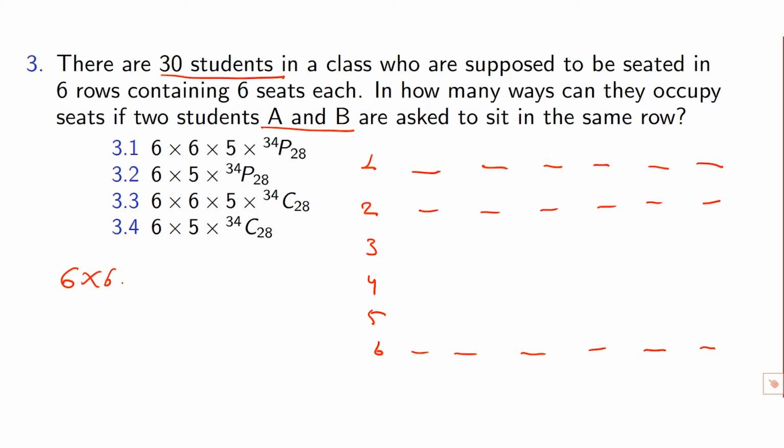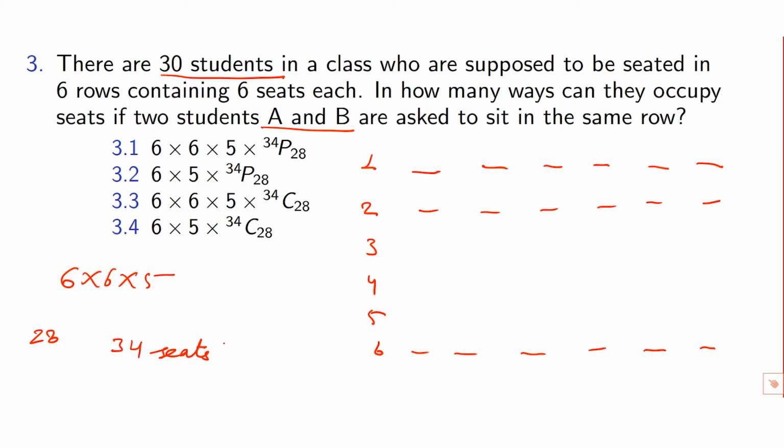But whenever A has taken a seat, B is left with only 5 seats, because A and B are required to sit in the same row. Whichever row A has chosen, B is supposed to sit in that row only. So B has only 5 options to sit. Now A and B have taken their seats. So 28 students are left to be seated, and there are a total of 36 seats, and two seats have been occupied by A and B. So 28 students are left with 34 seats.